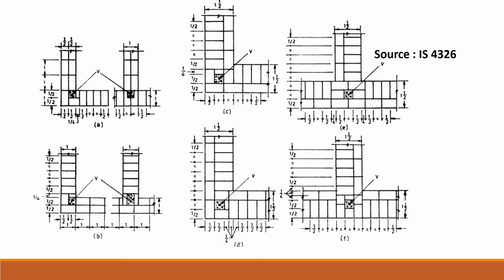Now these are the locations of the vertical reinforcement that is also provided at various locations. One of the vertical reinforcements, as we saw, was provided in the jambs of the openings. Further, the vertical reinforcement is also to be provided at the corners of the walls. Now if the wall is 1 brick thick, the vertical reinforcement is provided as shown in figure A.